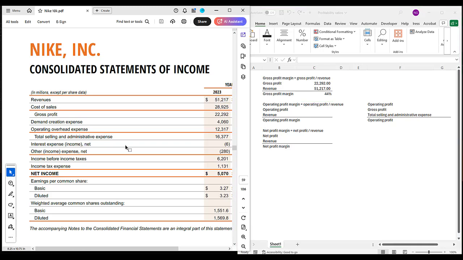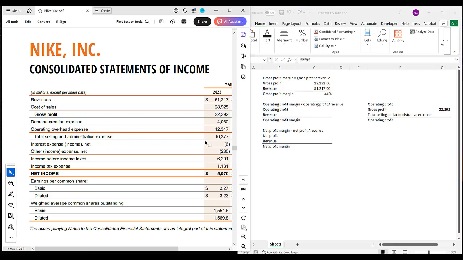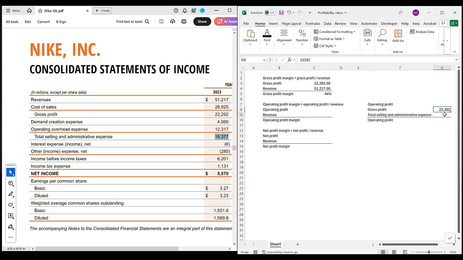We just take gross profit and subtract total selling and administrative expense. Gross profit was $22,292. Total selling and admin expense was $16,377, which leaves $5,915 in operating profit. Revenue was $51,217. $5,915 divided by $51,217 equals 0.12, or 12%.